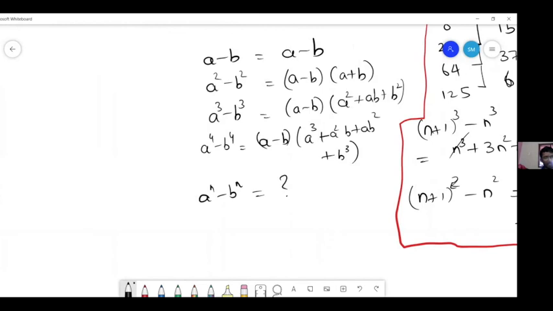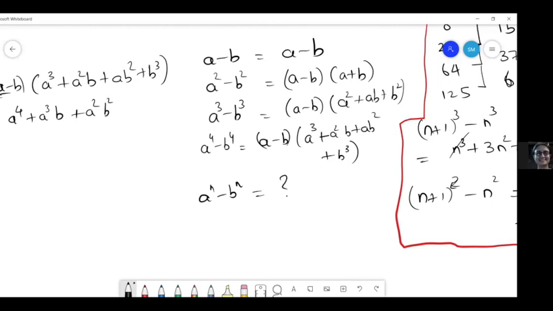Shall I do the multiplication? Yeah, let us do that. So first I will take the a and multiply with all these fellows. So a power 4 plus a cube b plus a square b square plus ab cube minus ba cube. Observe carefully the way I am writing. This itself will give you a lot of clue. Okay, next I am taking the minus b and multiplying. Minus ba cube, minus a square b square, minus ab cube, and minus b raised to 4, sorry.